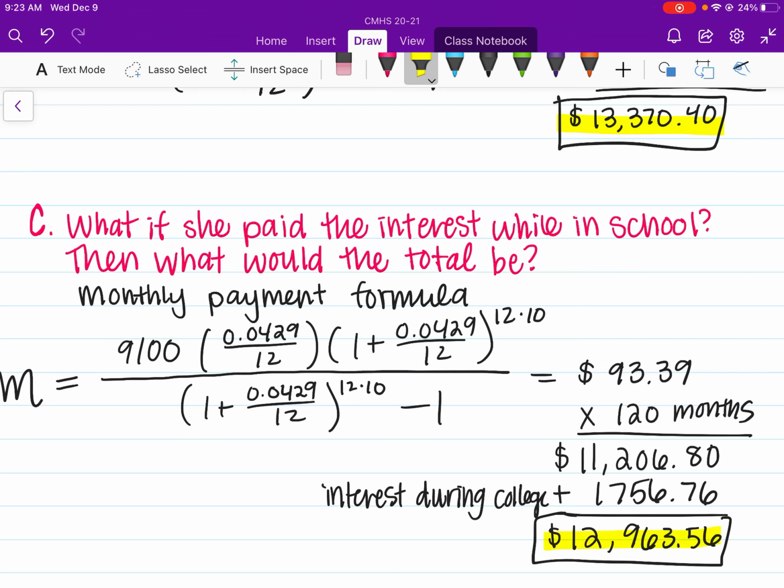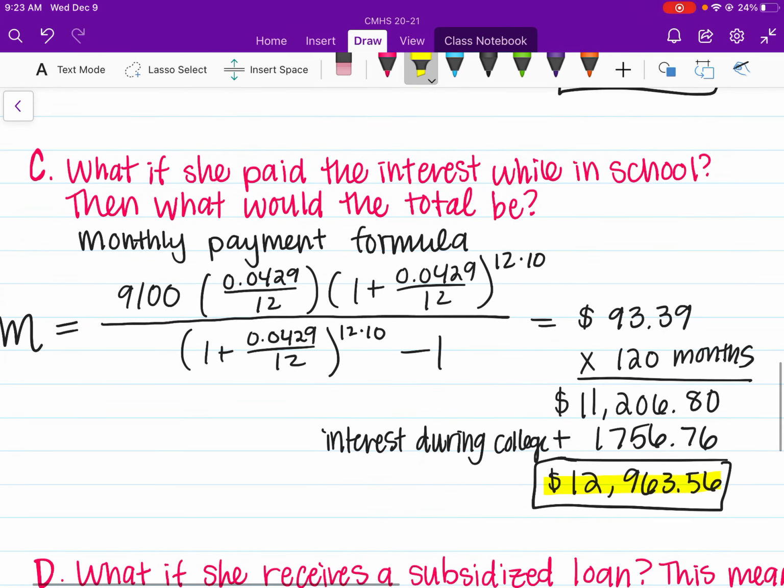So let's compare that to the last answer, $13,000. I'm going to highlight them so you can see what I'm talking about. These two right there. Obviously, the bottom one is less, about $400 less. So if she pays off her interest while she's in school, she'll actually have to pay less in the long run, which makes sense, but sometimes you can't always do it after school.